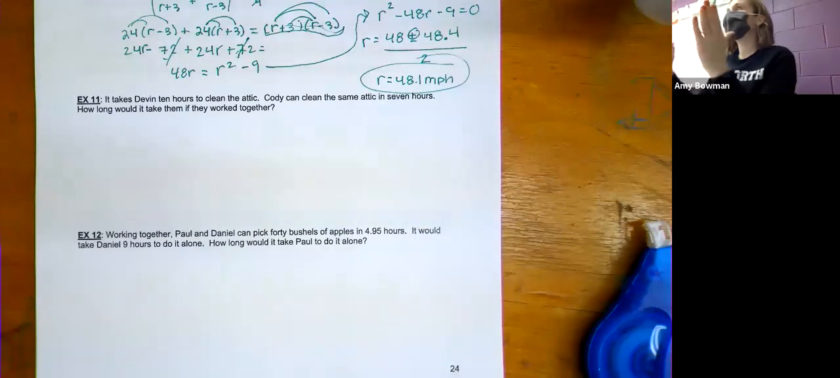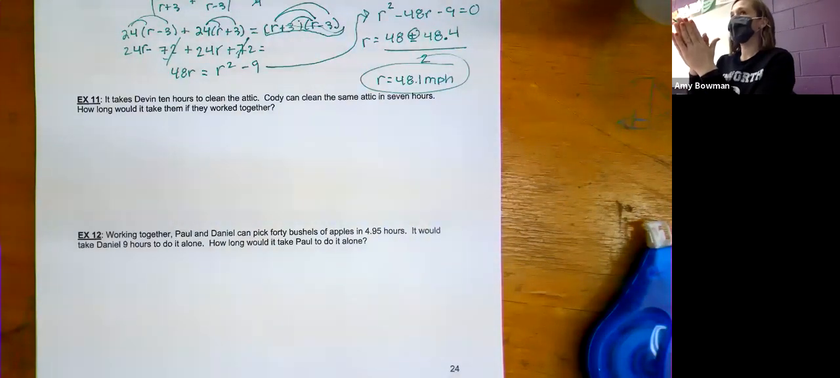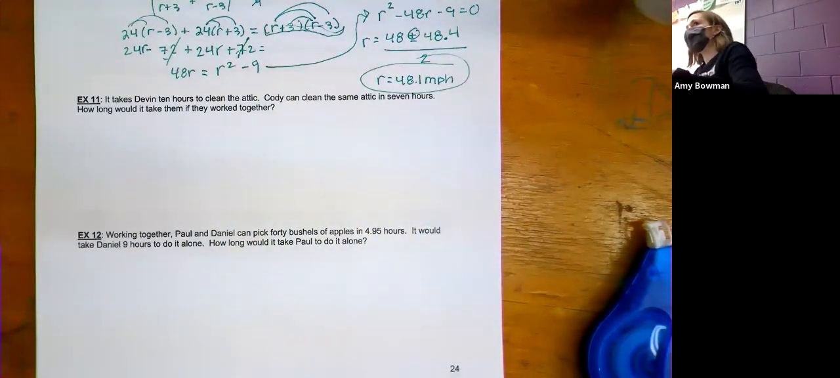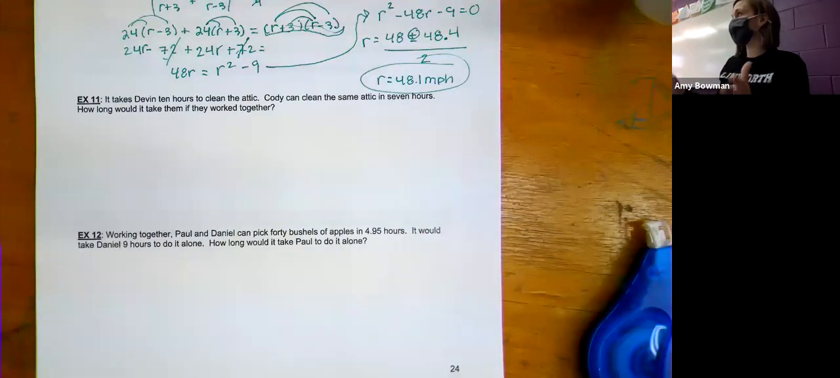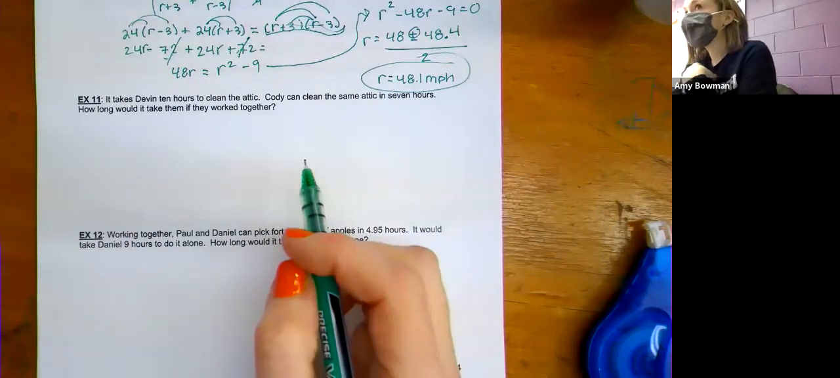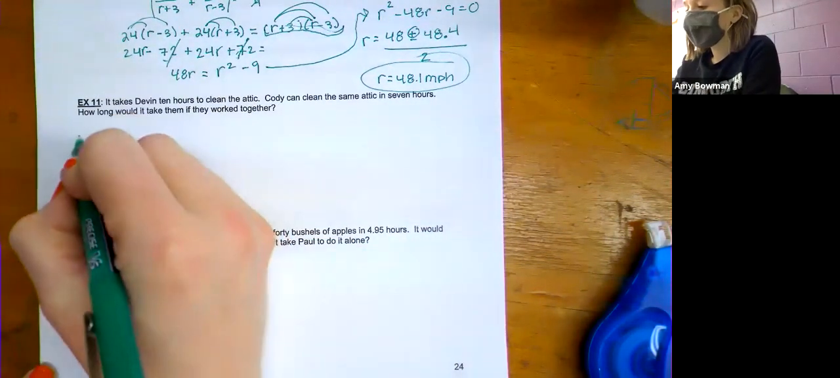Obviously, it's not going to be between those two numbers. Like if you've got someone who can clean it in 10 and someone who can clean it in 7, it's going to be shorter than 7 if they're working together. So it's not like you're just averaging numbers. So here's my approach to these problems.